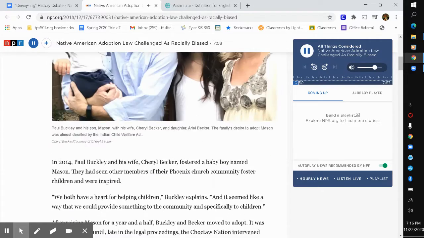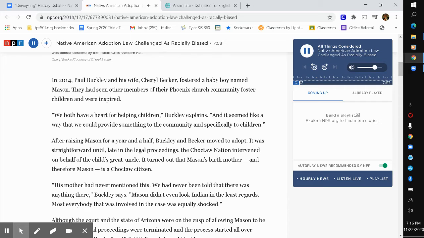In 2014, Paul Buckley and his wife Cheryl fostered a baby boy named Mason. We both have a heart for helping children, and it seemed like a way that we could provide something to the community and specifically to children. After raising Mason for a year and a half, the Buckleys decided to adopt.